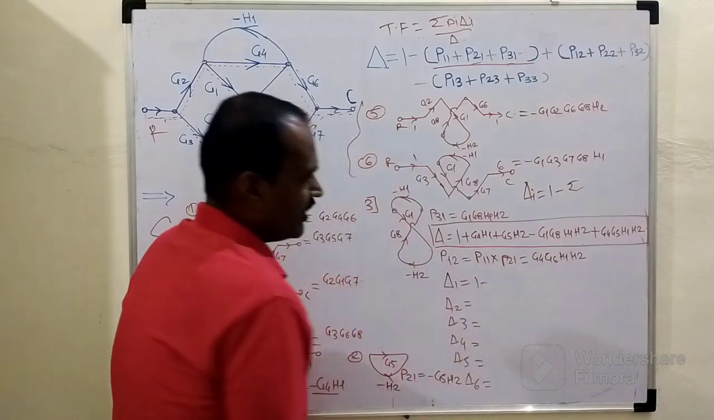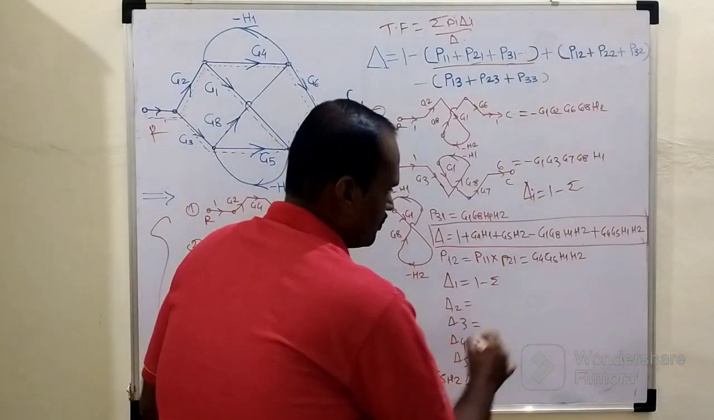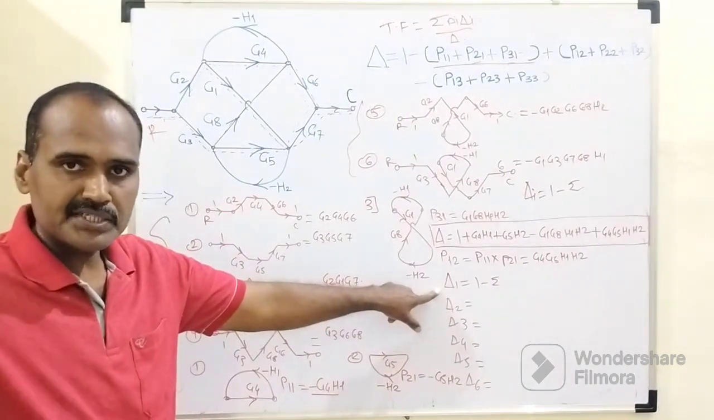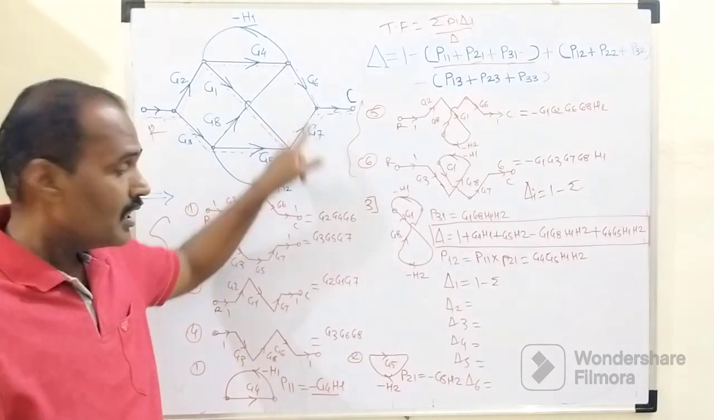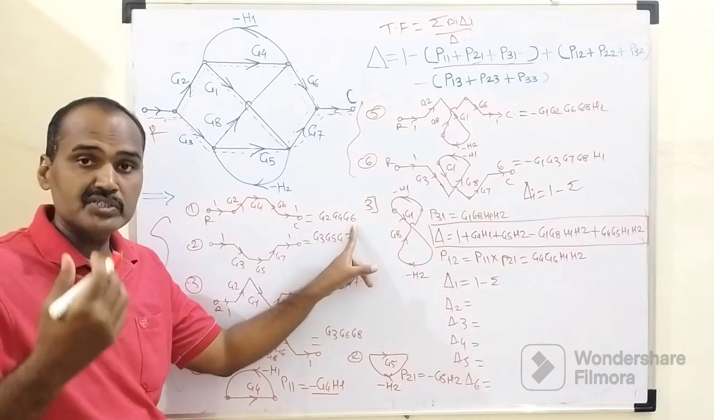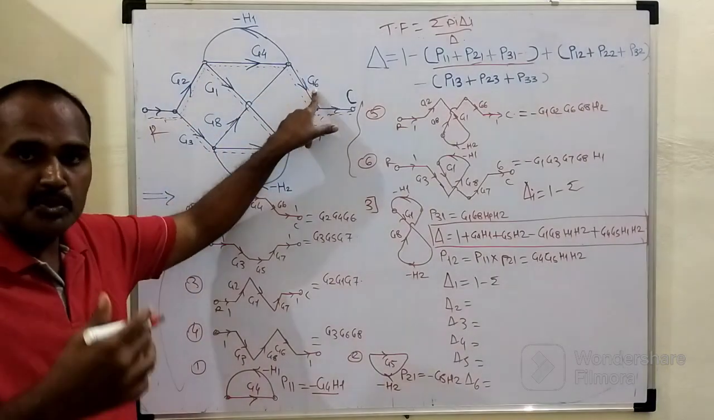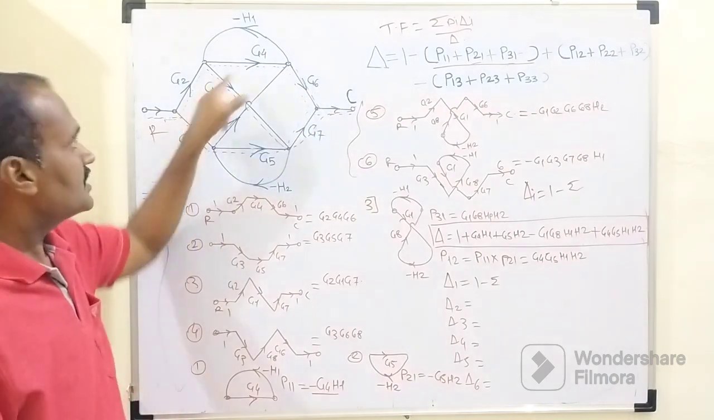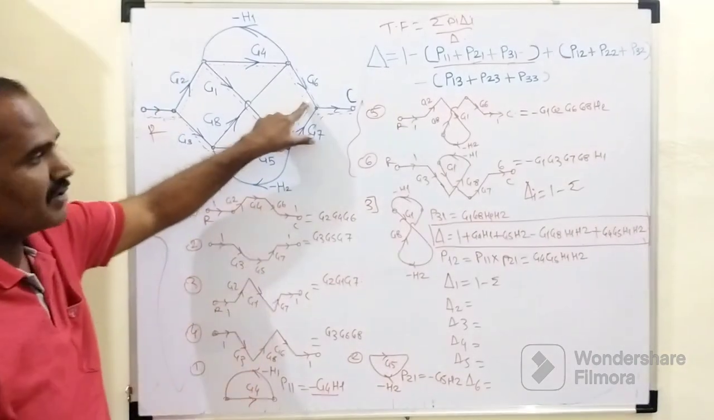So delta 1 equals 1 minus the summation of all loop gains which will not touch the first forward path. We need to determine such a special portion in the signal flow graph which will not touch the first forward path. The gain of that first forward path is G2, G4, G6. So we need to determine which portion is isolated from G2, G4 and G6, which means we need to find the desired loop. This lower loop has nothing to do with this forward path.